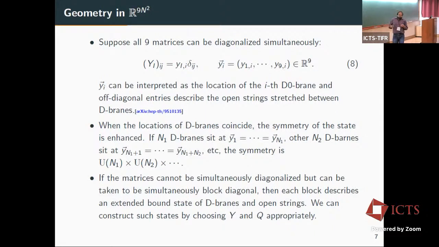Now, when two or more D-branes coincide, then naturally there is an enhancement in the gauge group. So for example, if N1 D-branes coincide at one place and N2 D-branes coincide at another place, then the gauge group becomes U(N1) cross U(N2).